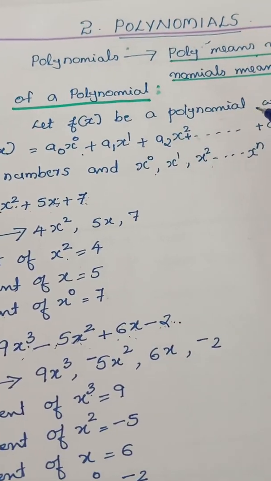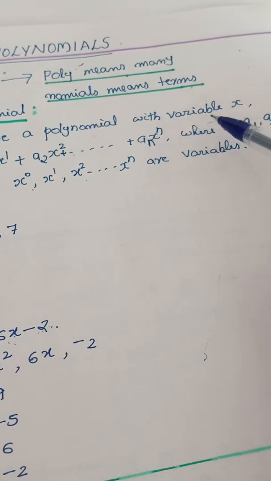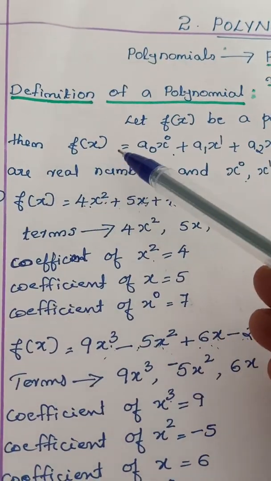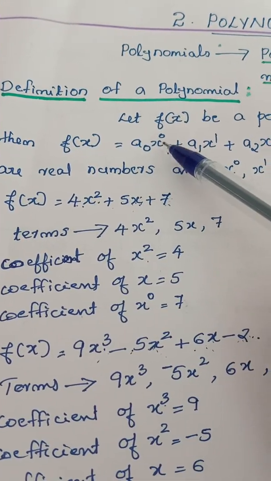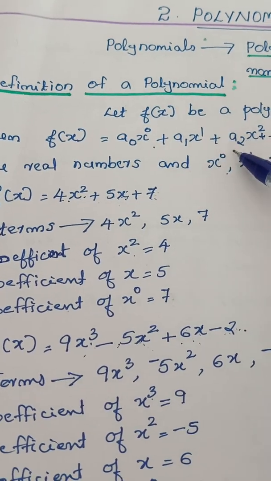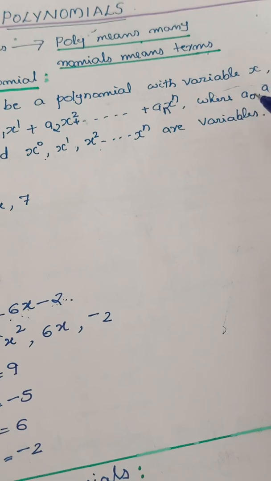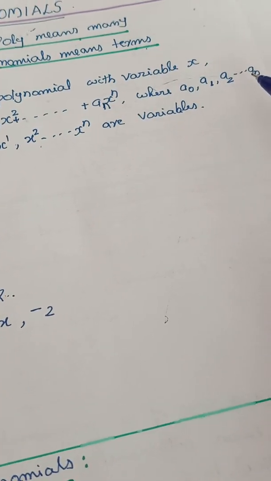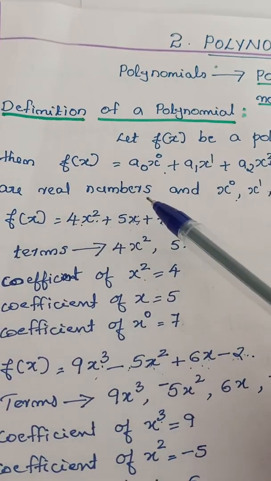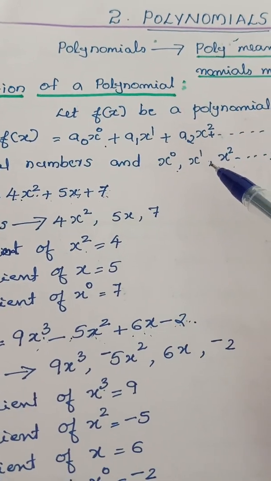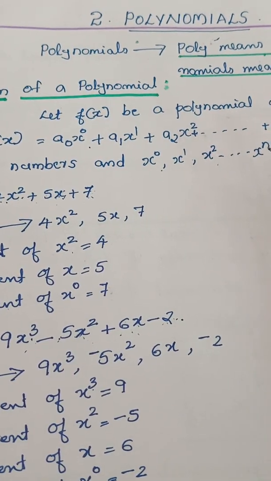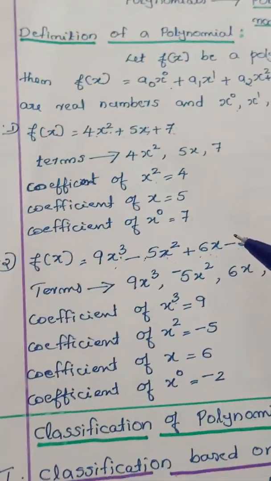What is the definition of a polynomial? Let f of x be a polynomial with variable x. Then f of x equal to a0 x raised to 0 plus a1 x raised to 1 plus a2 x squared plus etc. plus an x raised to n, where a0, a1, a2 etc. an are real numbers and x raised to 0, x raised to 1, x squared etc. x raised to n are variables.